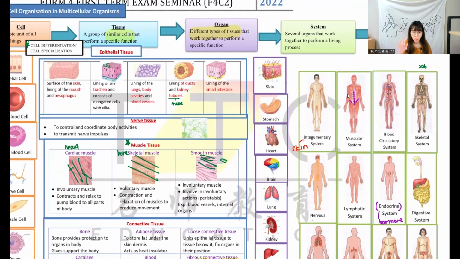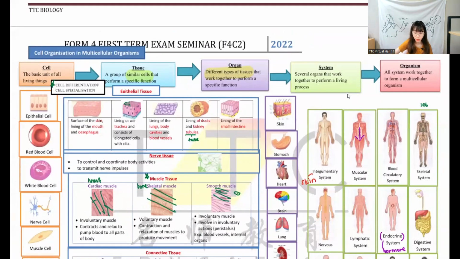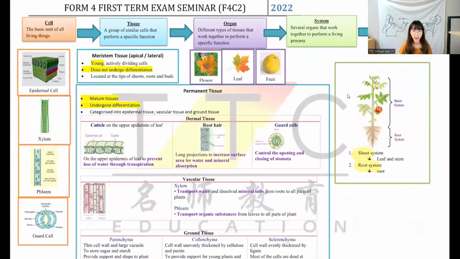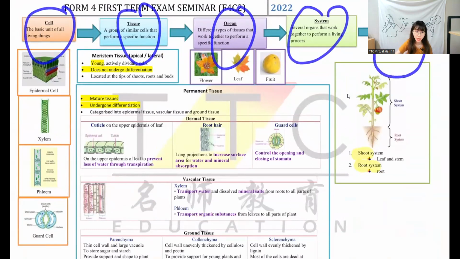So of all these things, the most important ones you have to know are tissue, organ, cell differentiation, cell specialization, and muscle tissue. Of course, all of the tissues are important, just that muscle tissue is the most important one. Done with human, let's look at plants. Plant is very easy. Same thing: cell, tissue, organ, system, organism.